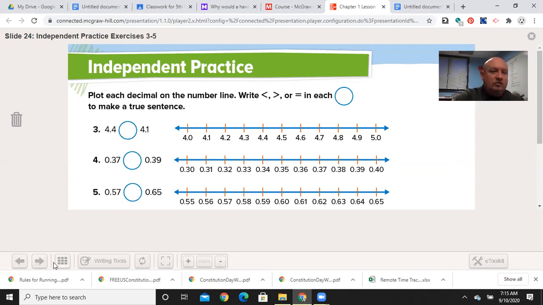Welcome back. Let's see our answers here. You can see that the 4 is further from the left than the 1. 4.4 is further from the left than 4.1. So 4.4 is greater than. Comparing 0.37 and 0.39, you see the 0.39 is further away from the origin than 0.37. So 0.37 is less than 0.39. 0.57 and 0.65. You can see the 0.57 is less than 0.65.